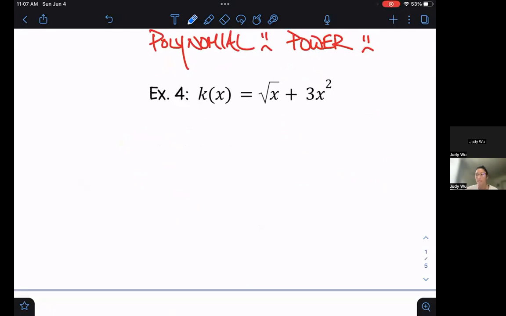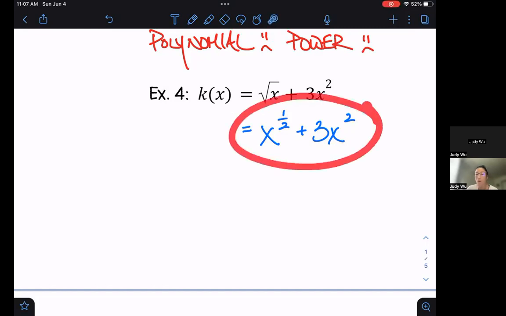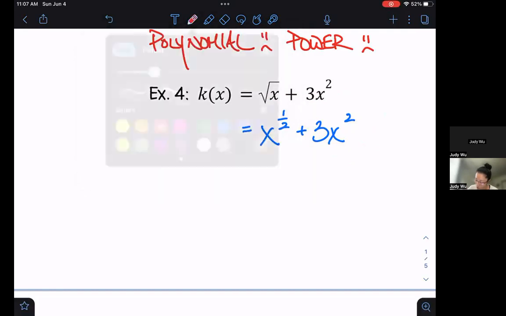All right, last example here, k of x equals the square root of x plus 3x squared. And one thing that I've been hinting at is this square root of x can actually be written as x to the 1/2, and then the 3x squared stays the same, okay? Now, I see more than one term here. I see two terms, so I automatically know that I don't have a power function because there's more than one term, and I can't combine them.